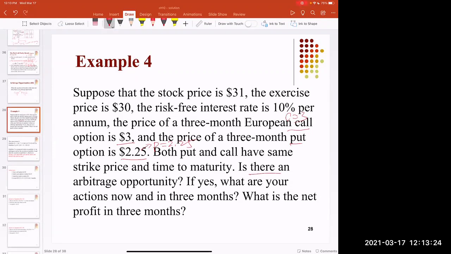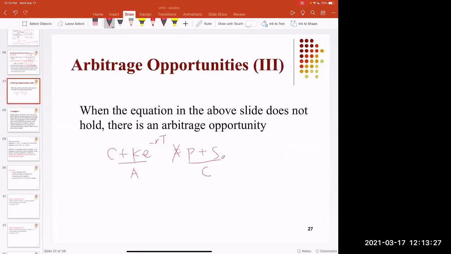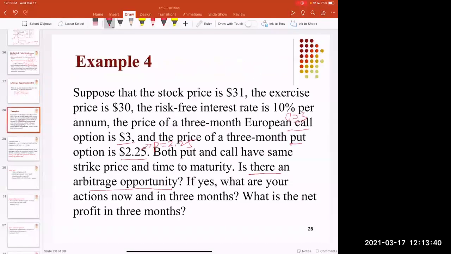To answer this question, you need to go back to this. You need to check portfolio A and portfolio C. Are they equal? If they are equal, the answer is no, no arbitrage opportunity. If they are not equal, then yes. If yes, what are the actions now and in 3 months? What is the net profit in 3 months? So let's do this first to answer the question, is there an arbitrage opportunity? Then we're going to calculate the value at time 0.